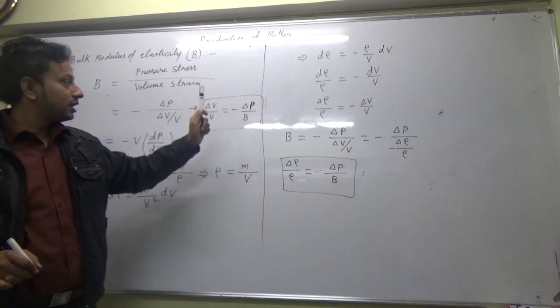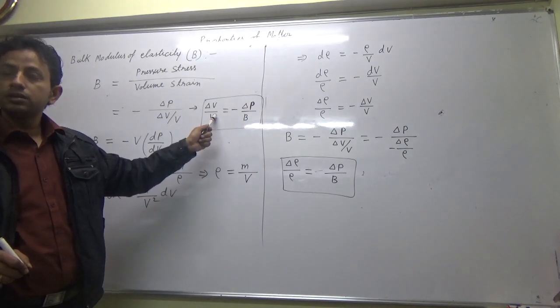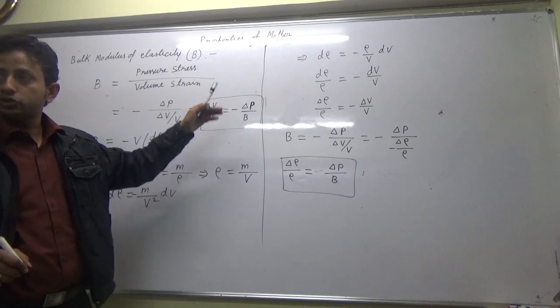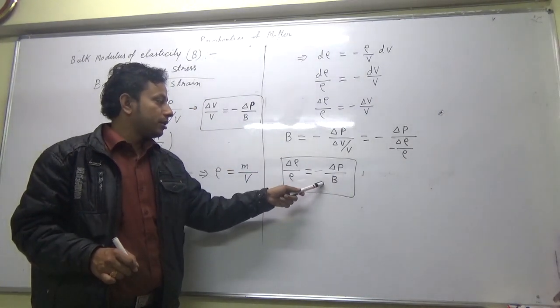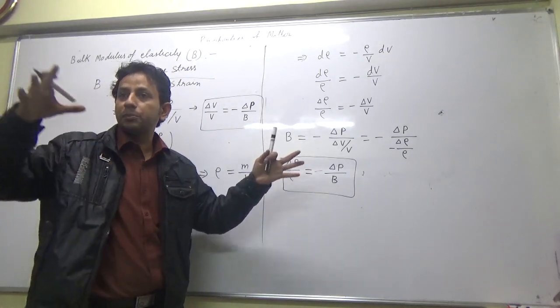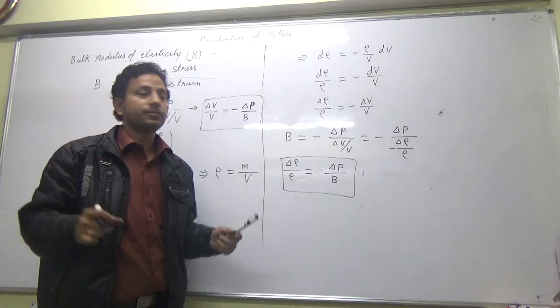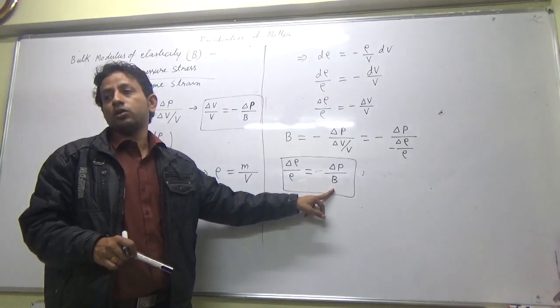As you increase the pressure, fractional change of volume should decrease. ठीक है, should go on negative side. और इसमें उल्टा है, इसमें increase होगा. If you increase the pressure, fractional change in density will increase. If you increase the pressure, density will increase. And it is inversely proportional to bulk modulus.